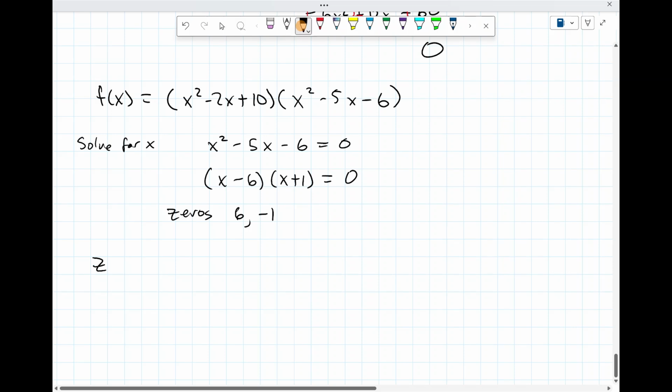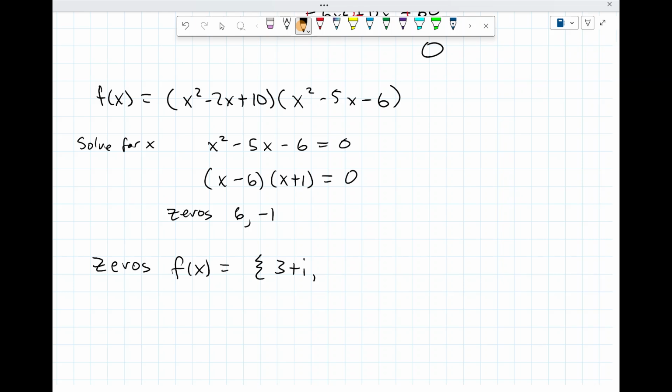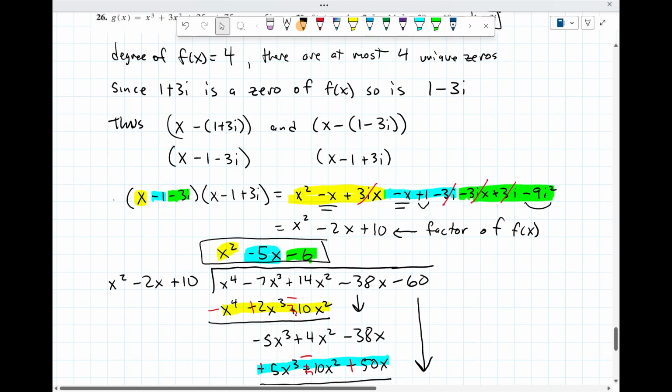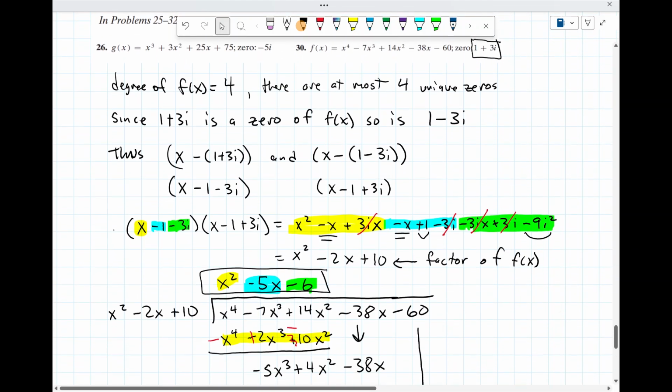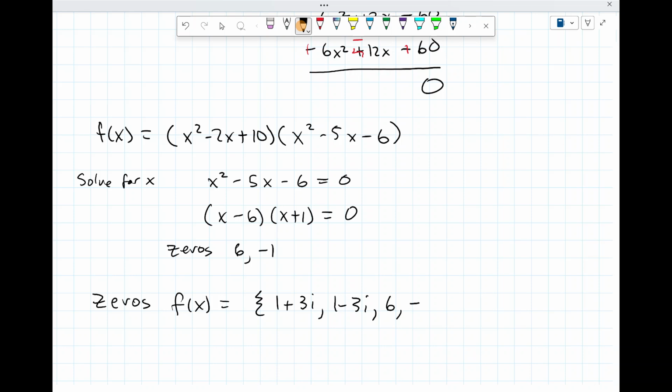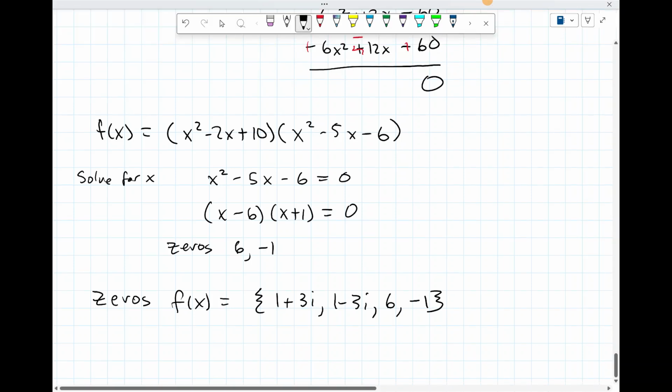And so our final answer, zeros of f of x, are 3 plus i, 3 minus i. I want to make sure I got that right. I got it wrong. I'm sorry. I think I wrote that wrong earlier. It's 1 plus 3i. So my apologies if that was confusing earlier. Positive 6 and negative 1. And I found all of the zeros of f of x.